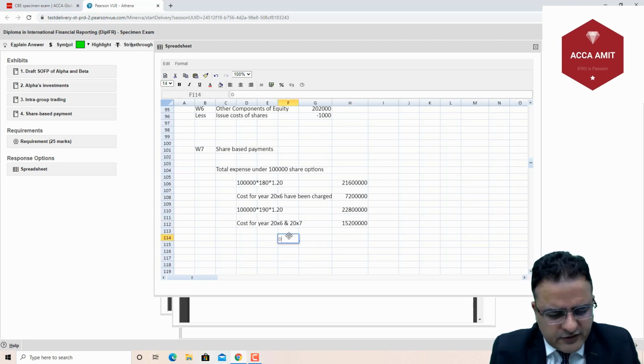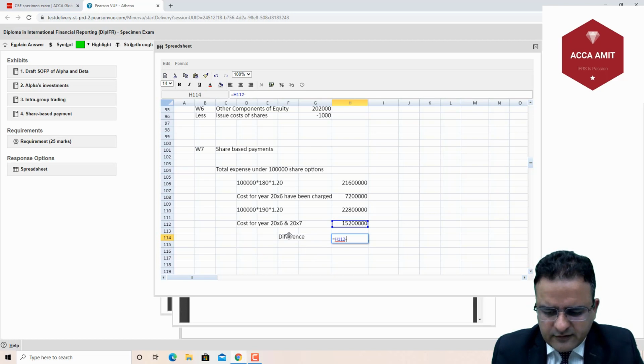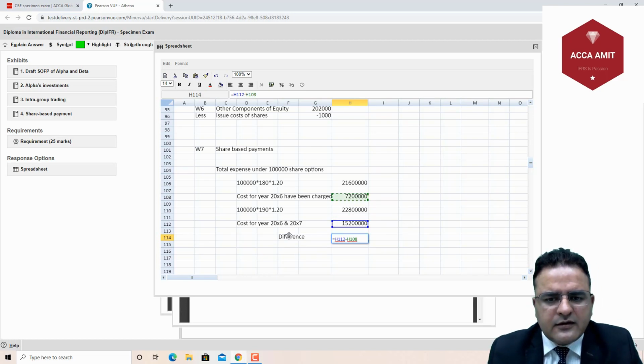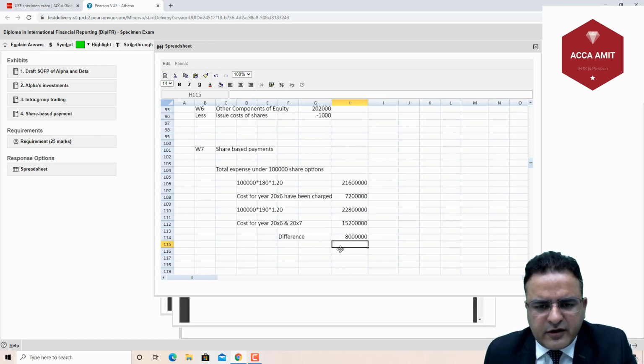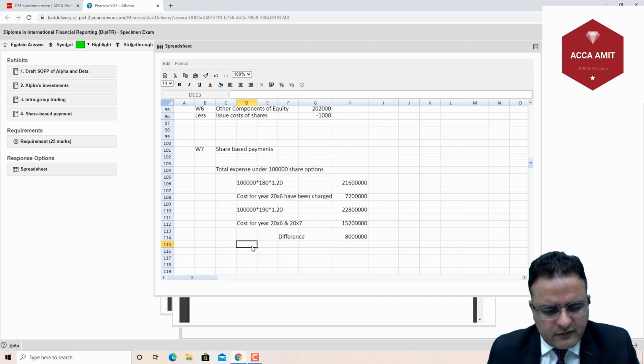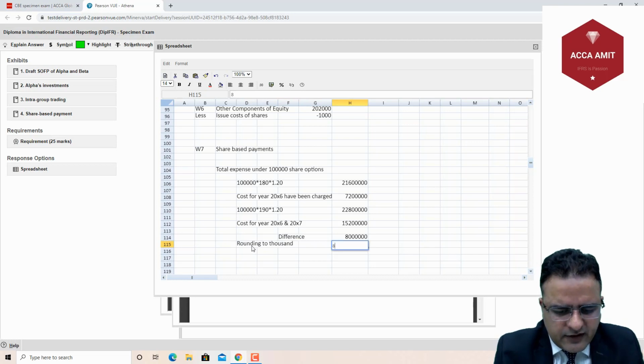So the difference we need to charge, 152 minus 144, this difference we need to charge for this year, rounding to 1000, this becomes 8,000.